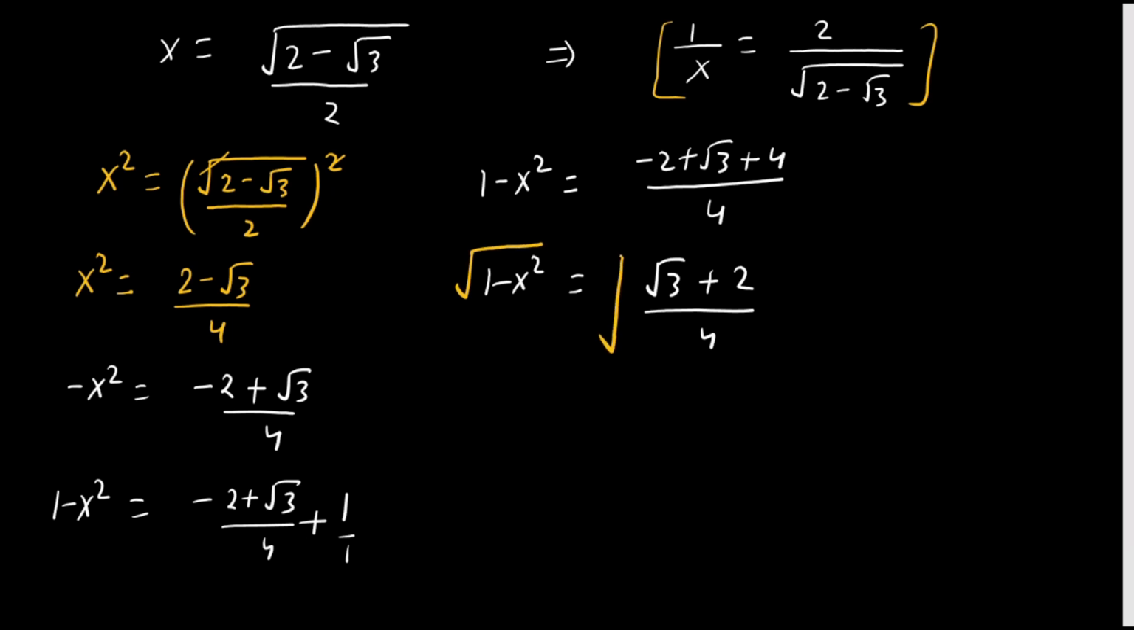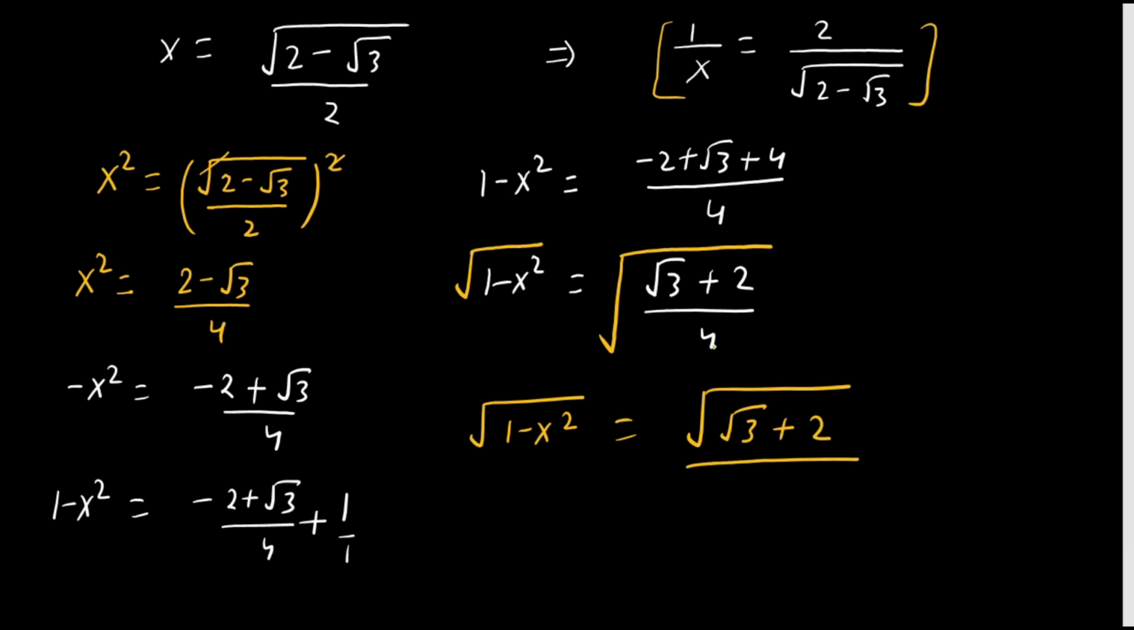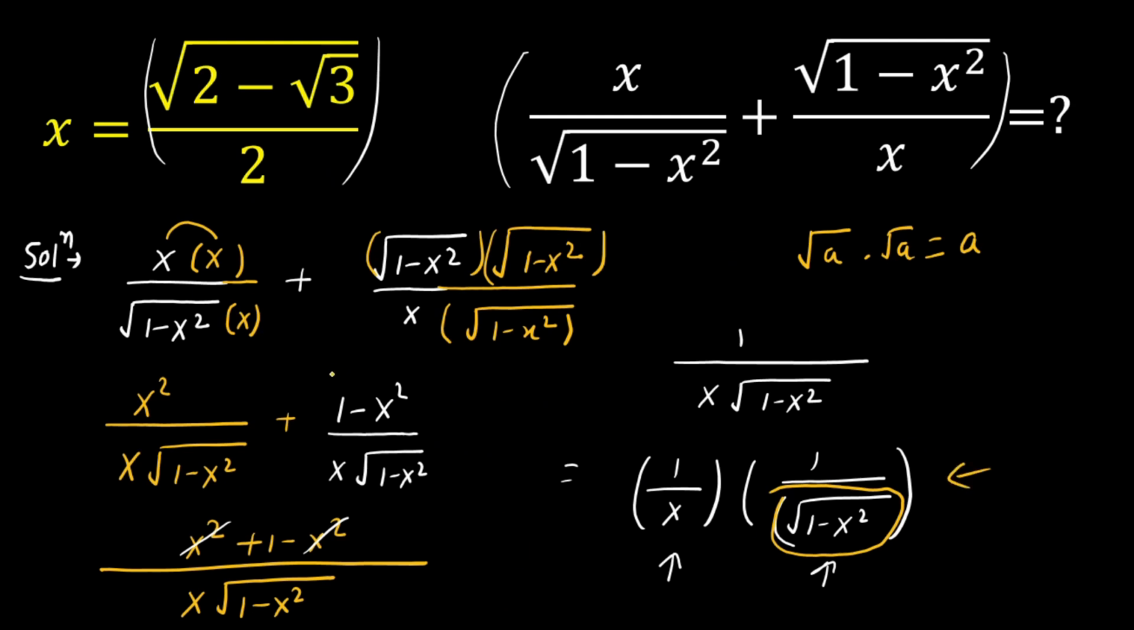Now if we take the square root of both sides, then on the left hand side square root of 1 minus x square, and on the right hand side square root of 3 plus 2 divided by square root of 4. Then square root of 1 minus x square equals square root of 3 plus 2, divided by square root of 4, which is 2. Now if we take the reciprocal of both sides, then 1 over square root of 1 minus x square equals 2 over square root of 3 plus 2. And here we will find the value of this expression, that is 1 over x.